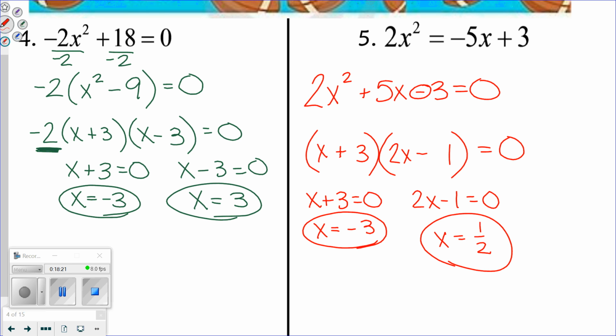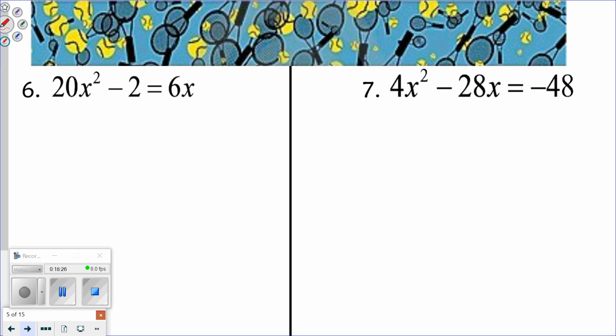How are we feeling with solving so far? Not bad. I'm sure it's going to get worse. It always gets worse. Always gets worse. Welcome to life.